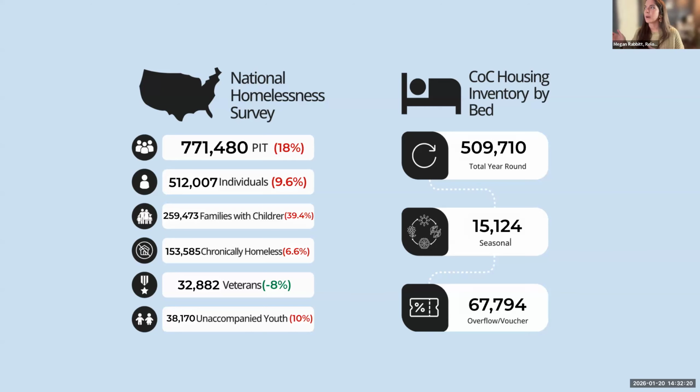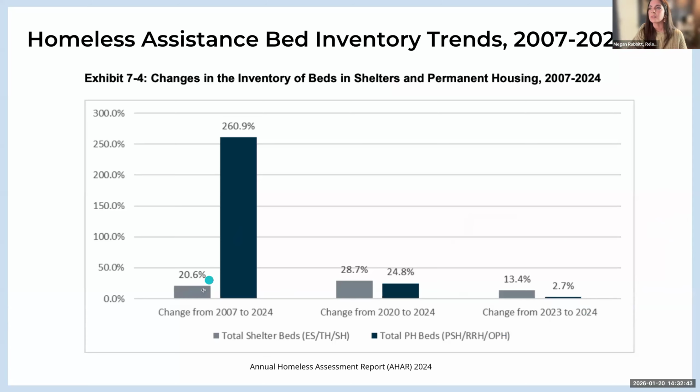So one of the things we also look at, and this is again from the AHAR, the Annual Homeless Assessment Report to Congress from 2024, you can see there was a massive increase in permanent supportive housing beds from 2007 to 2024. But if you narrow that down to post-COVID, you can see that there's actually not much of an increase for each. And from 2023 to 2024, we even saw less of an increase. So for total shelter beds, there was only an increase of 13.4%. Again, with the number of unhoused individuals going up 18%, there is a clear disconnect in these numbers. And then for permanent housing beds, that was even less at 2.7%. And we know that permanent housing programs can really, really stabilize someone. So looking into obviously growing that number as well.